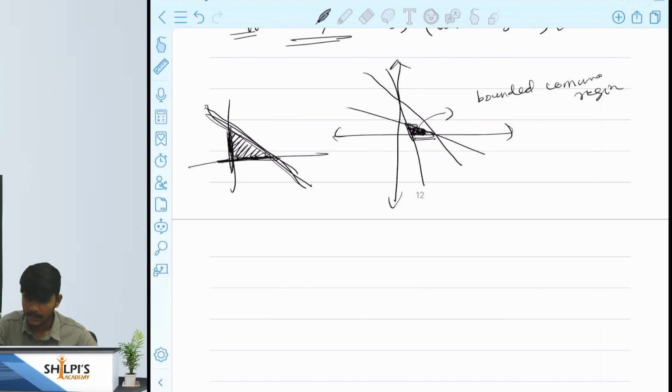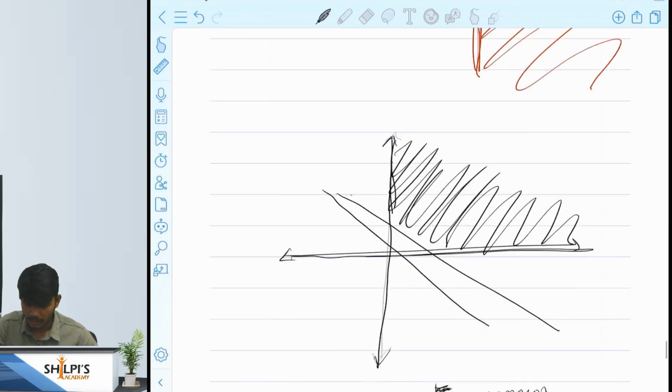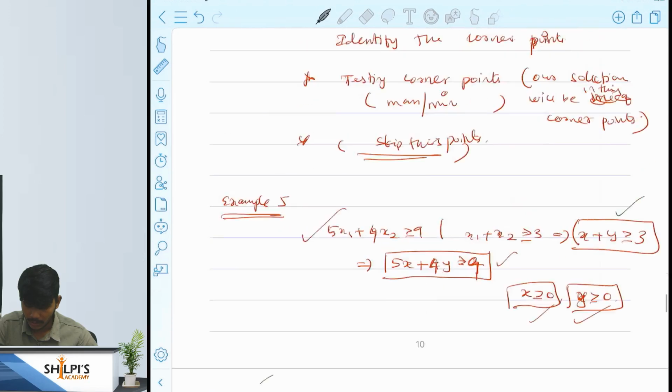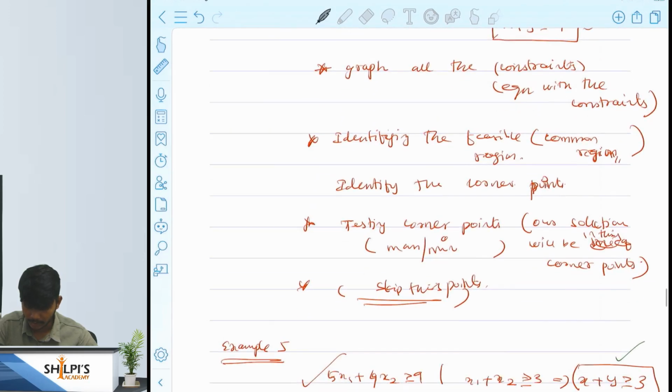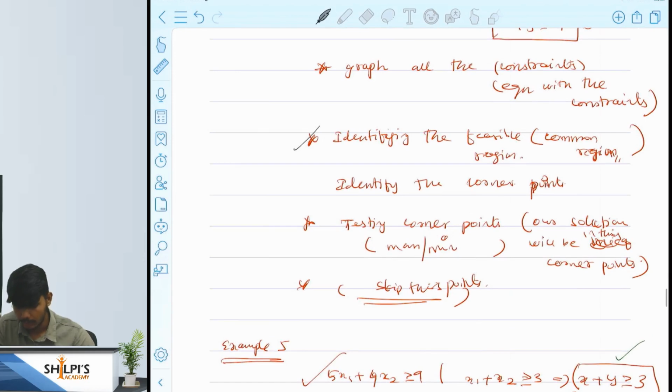That's all. So now I think you can understand the third point. We want to identify the feasible region we gave. The meaning is we want to find the common region. How should it be?